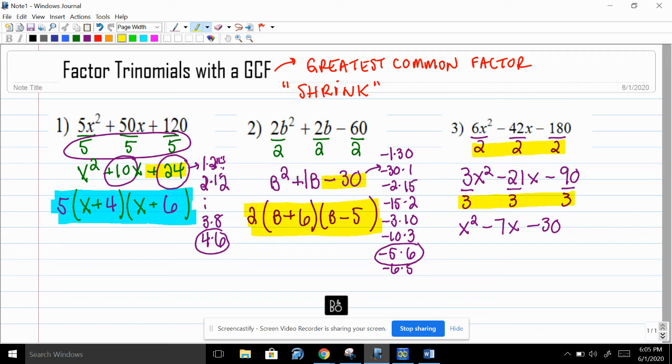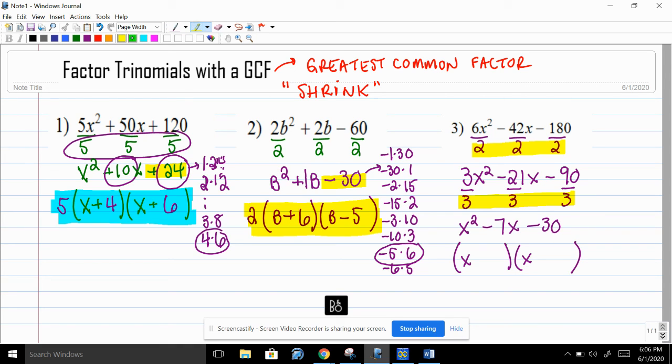Well, if I divided by 2 and then I divided by 3, you can make that 1 step by just dividing by 6. But I just wanted to show you that because sometimes you're not going to see the biggest number that works. So you may have to shrink twice. That's fine. You keep shrinking until you can't shrink anymore. Okay, let's finish this one out. I got my earmuffs.